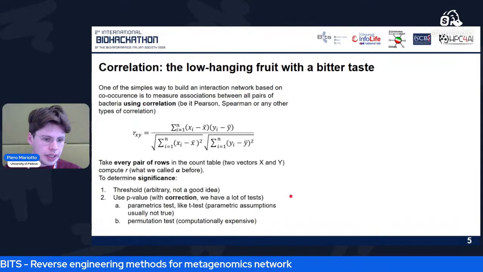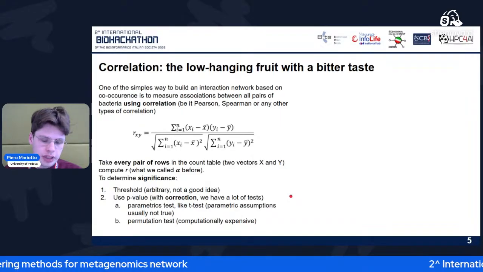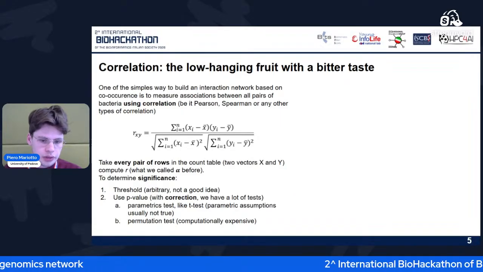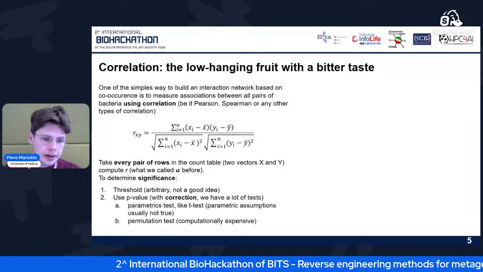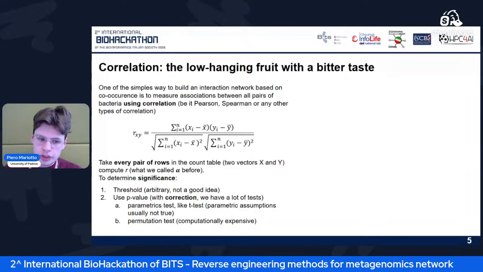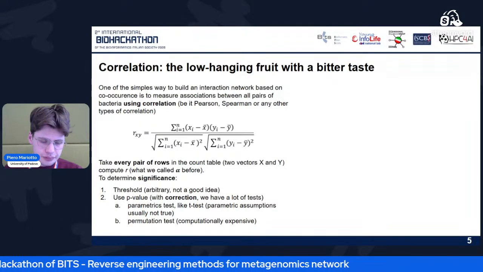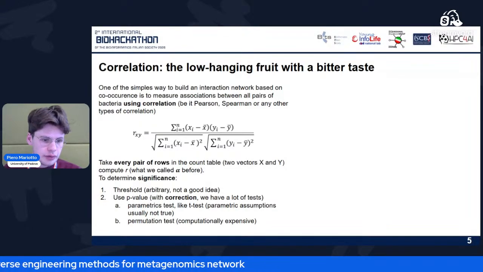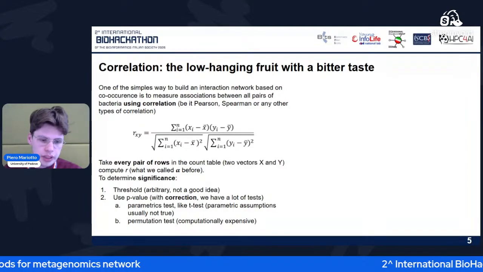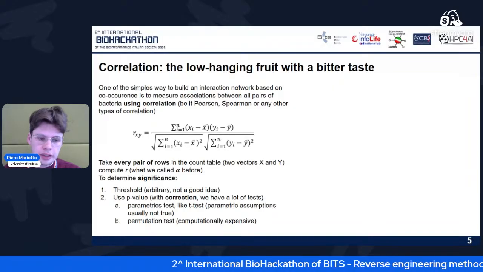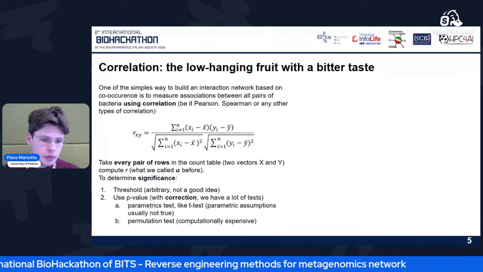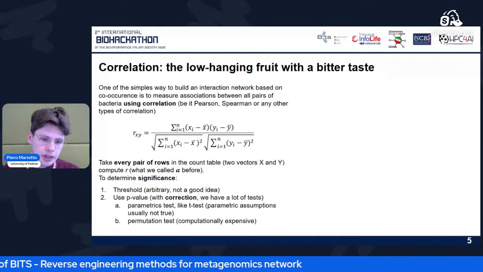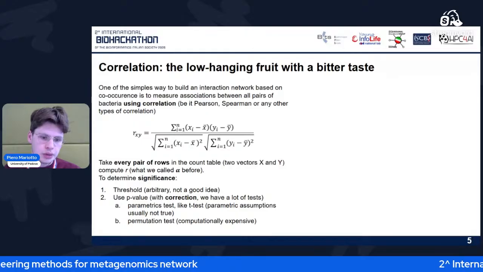So the idea is that you take every pair of rows in the count table, that are two vectors X and Y, like we saw before, and you compute the correlation value, which is what you can call R, which is like what we called before alpha. And then you need to determine the significance of this value R. There are various ways to do this. You can, for example, choose a threshold, and every correlation that is greater in magnitude compared to this threshold is determined to be significant. Of course, this is an arbitrary choice of a threshold, which is not generally a good idea.